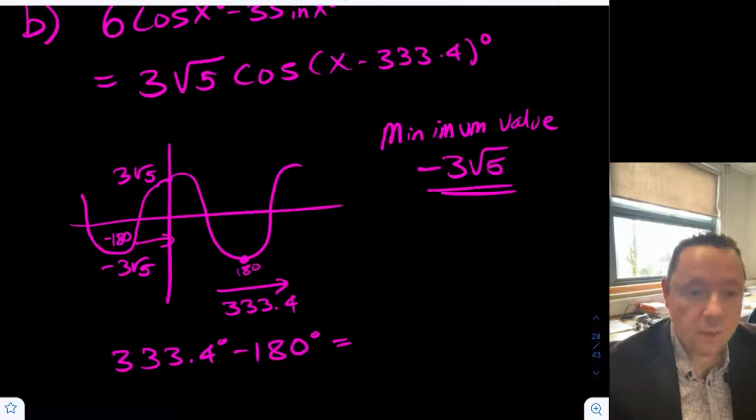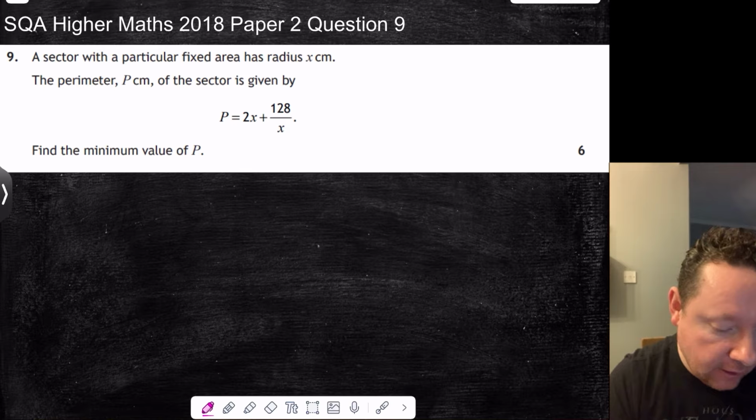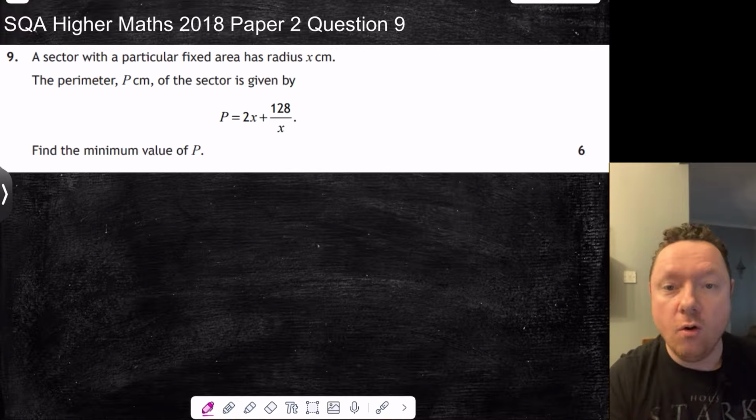SQA Higher Maths 2018, Paper 2, Question 9 on differentiation and optimization. A sector with a particular fixed radius x and the perimeter P of the sector is given by this. Find the minimum value of P.